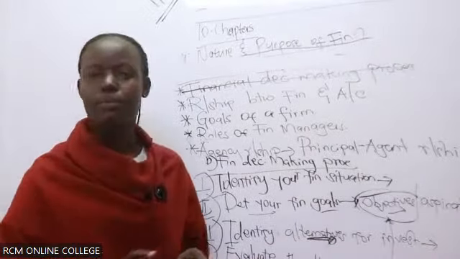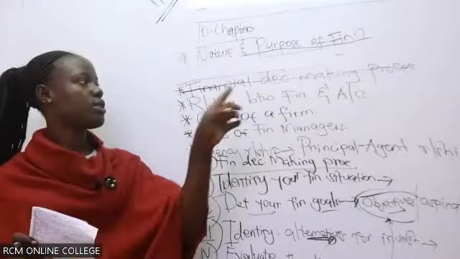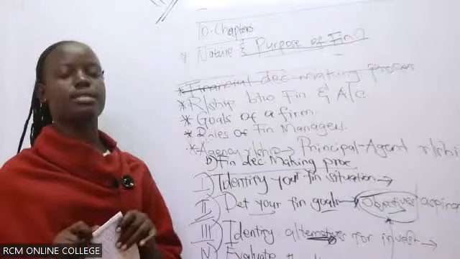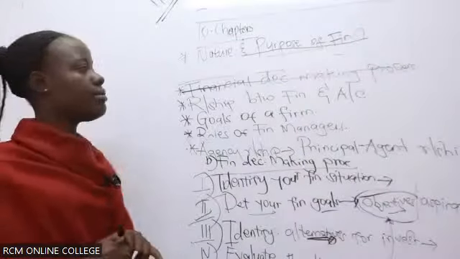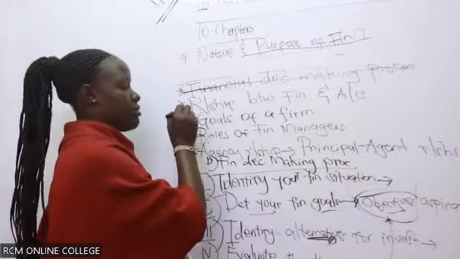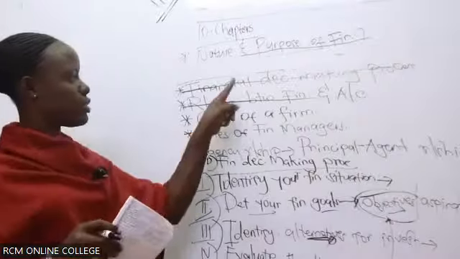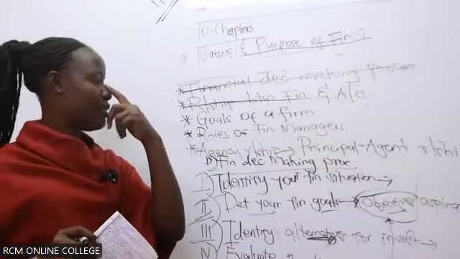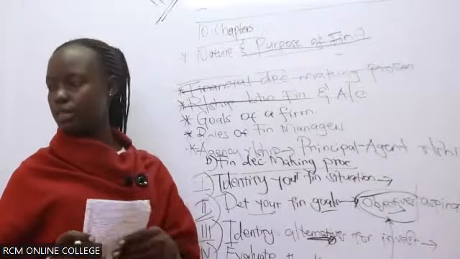Are we clear? Any question on the financial decision-making process? Yes, we're clear. Now let's look at the relationship between finance and accounting. We've already looked at the financial decision-making process. Now let's look at the relationship between finance and accounting.